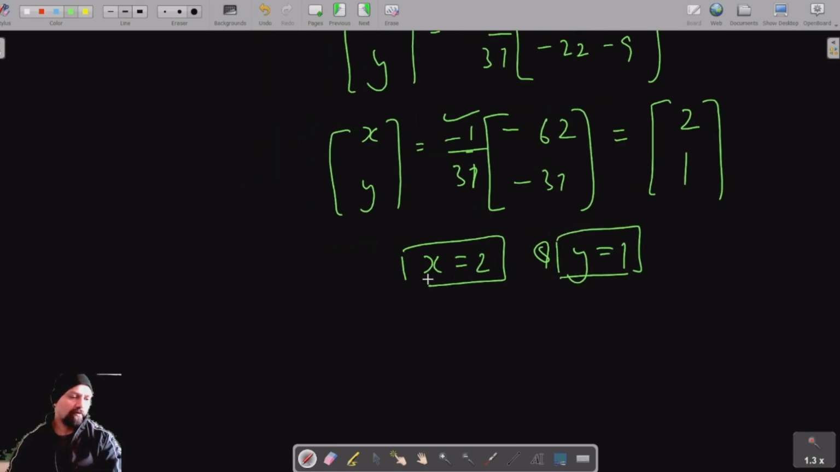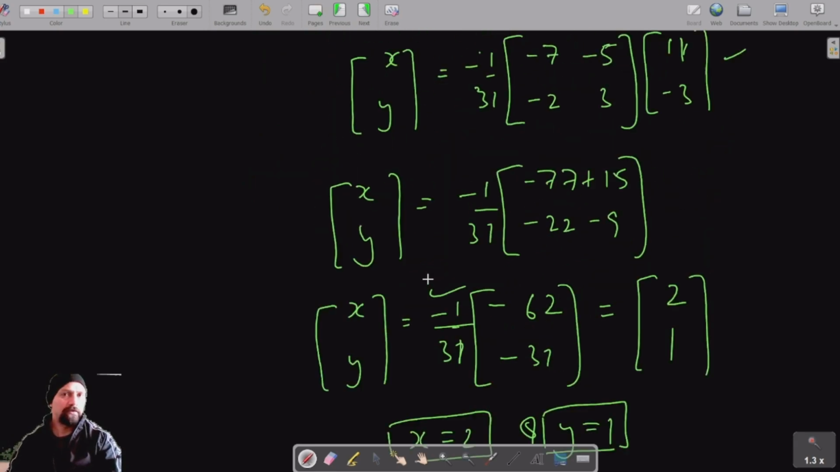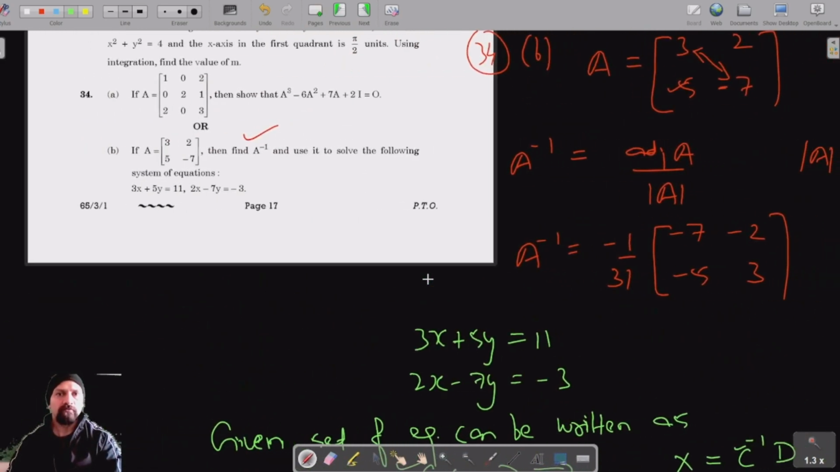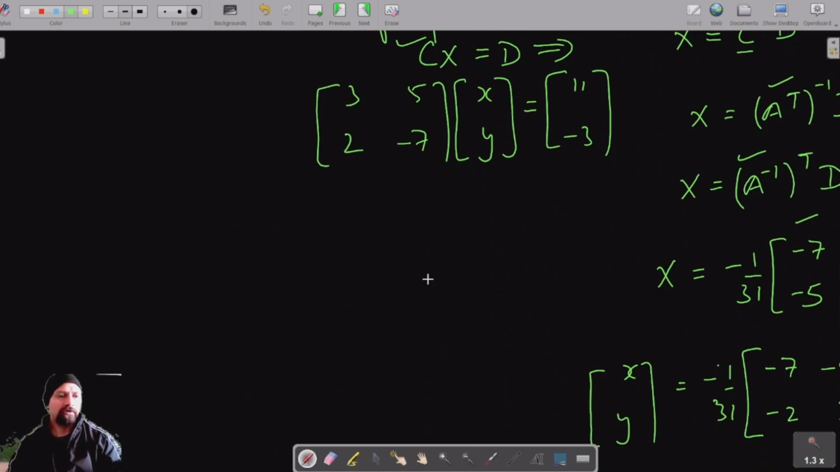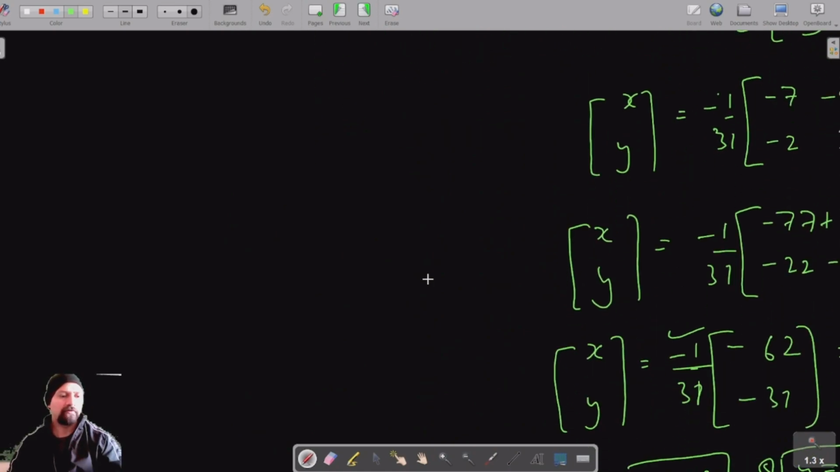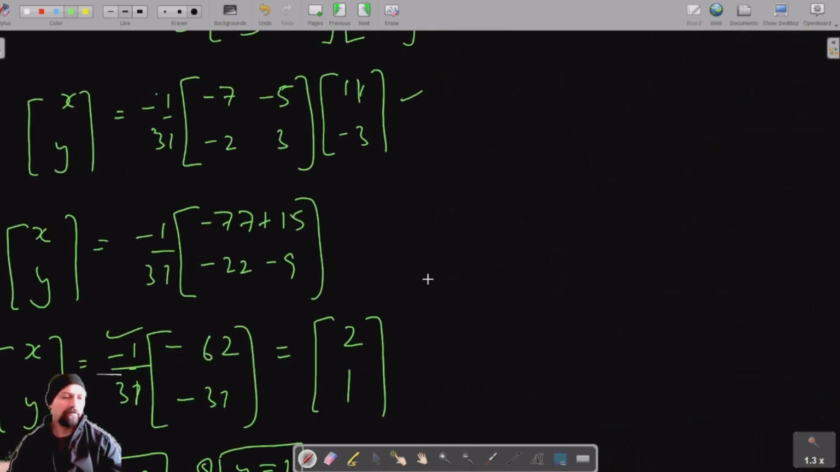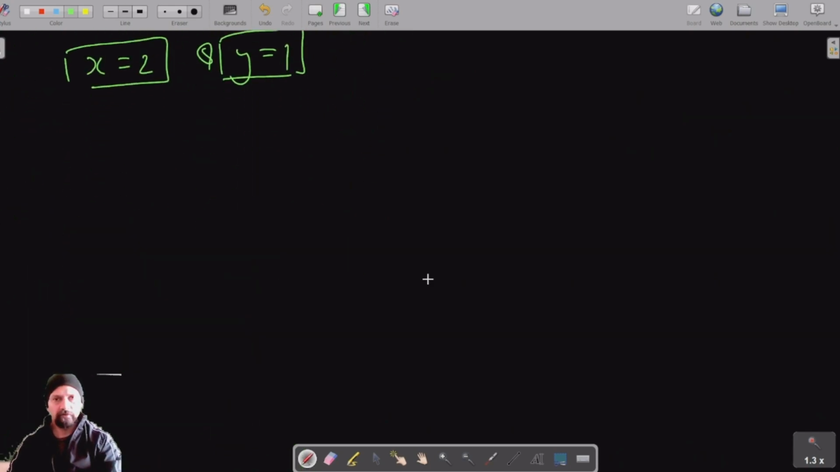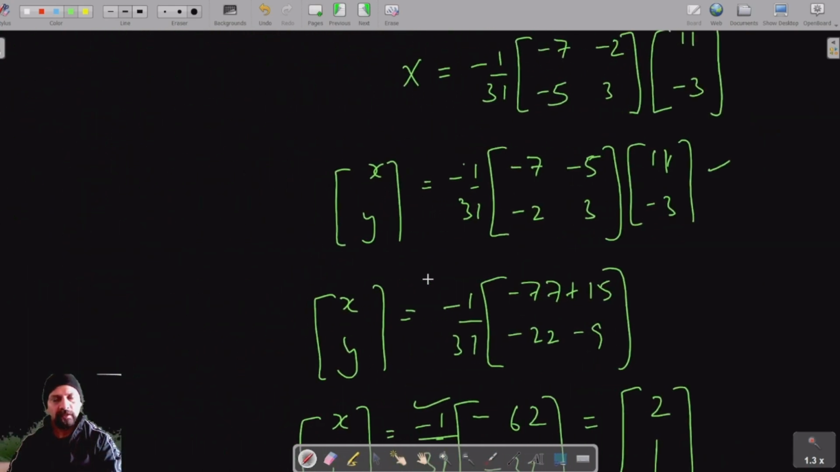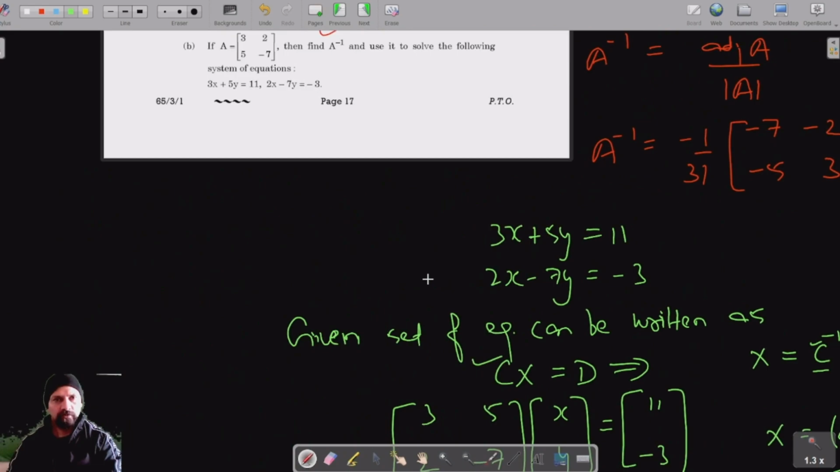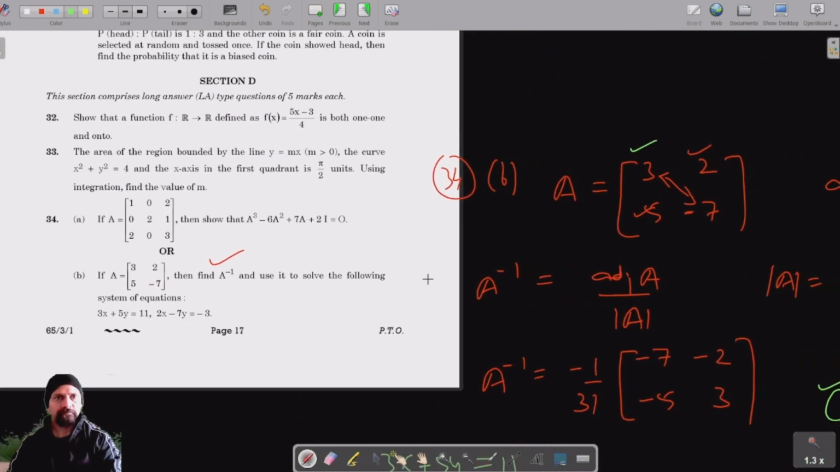So this solves our question number 34, and let's move on to question number 35. So we have solved for the values of x and y. So x is equal to 2 and y is equal to 1. And let's move on to question number 35.